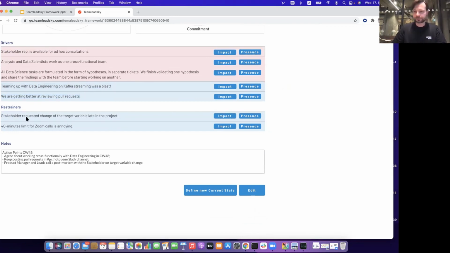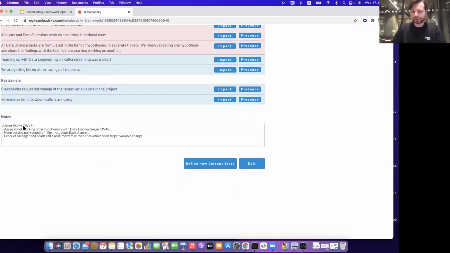However, there are also a couple of restrainers. Like, for example, stakeholders asked to change the target variable for their predictions, which is maybe a huge setback actually. And yeah, I guess that's very annoying and familiar to many of us. 40 minutes limit for Zoom calls, not good.